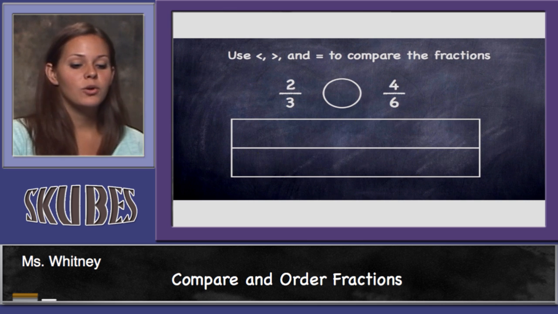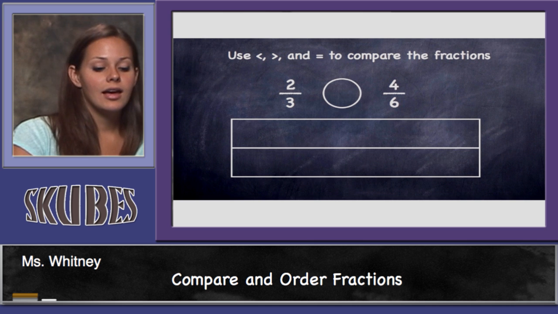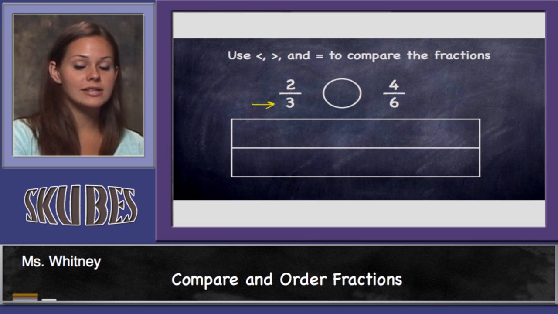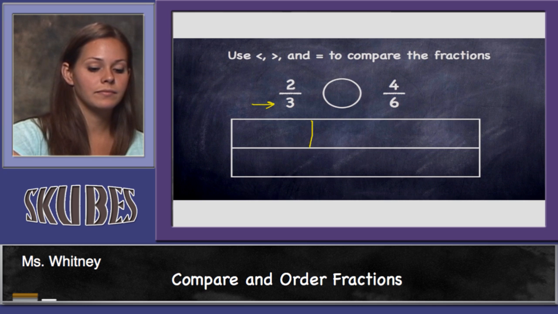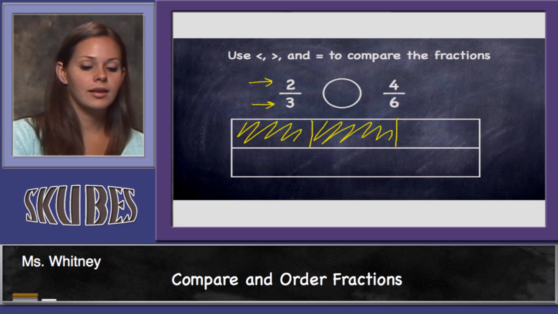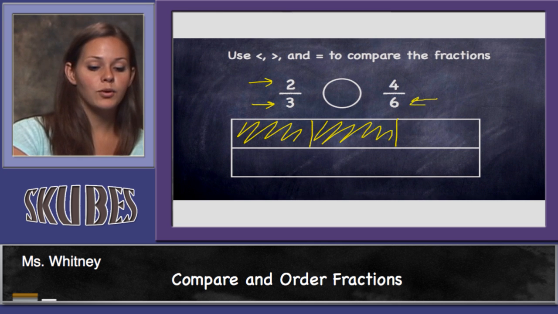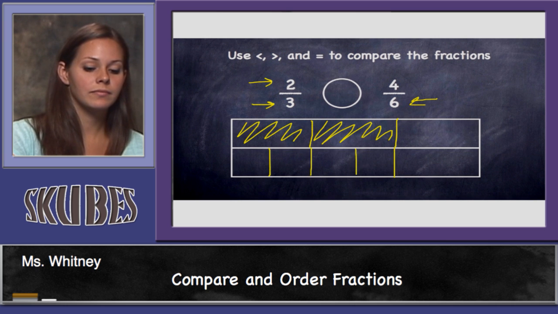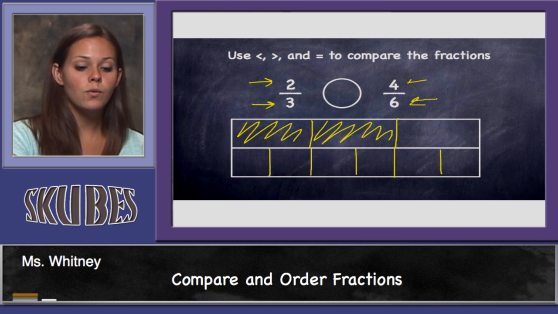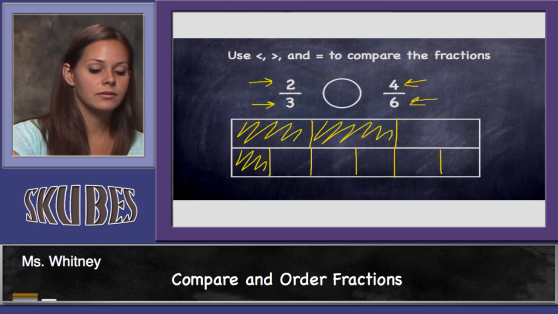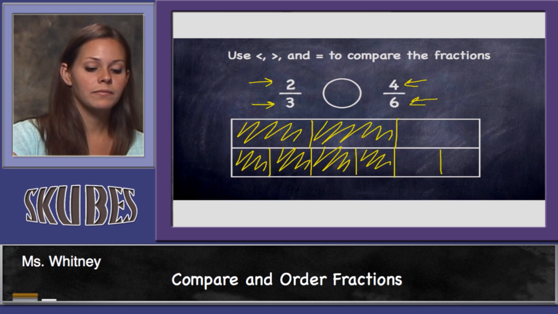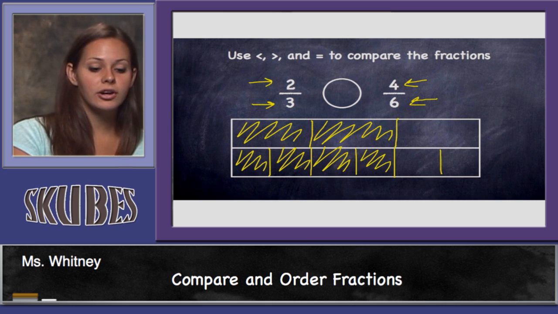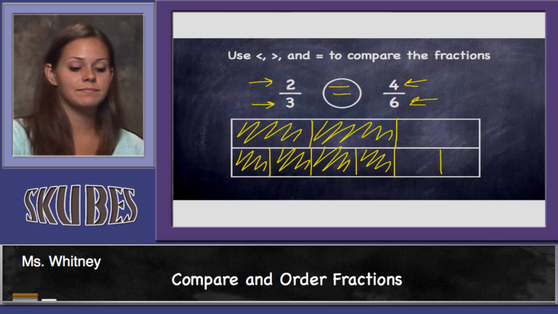Here's another example. We have 2/3 and 4/6. I'm going to first divide my whole into 3 equal parts. And my numerator tells me to shade 2 out of 3 parts. Now for my second model, I'm going to divide my whole into 6 equal parts, and shade 4 out of 6 parts. Using my model, I can tell that 2/3 is equal to 4/6.